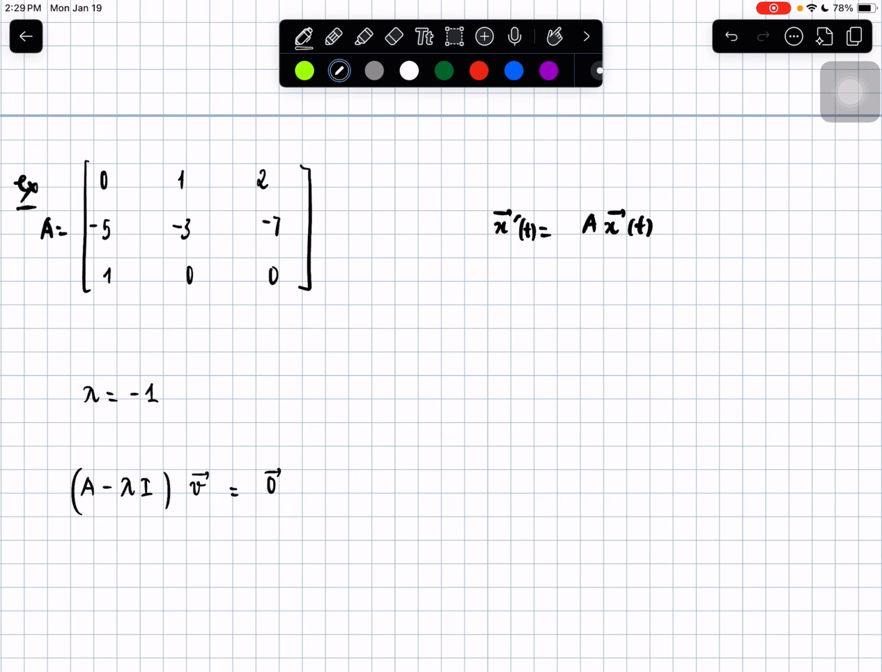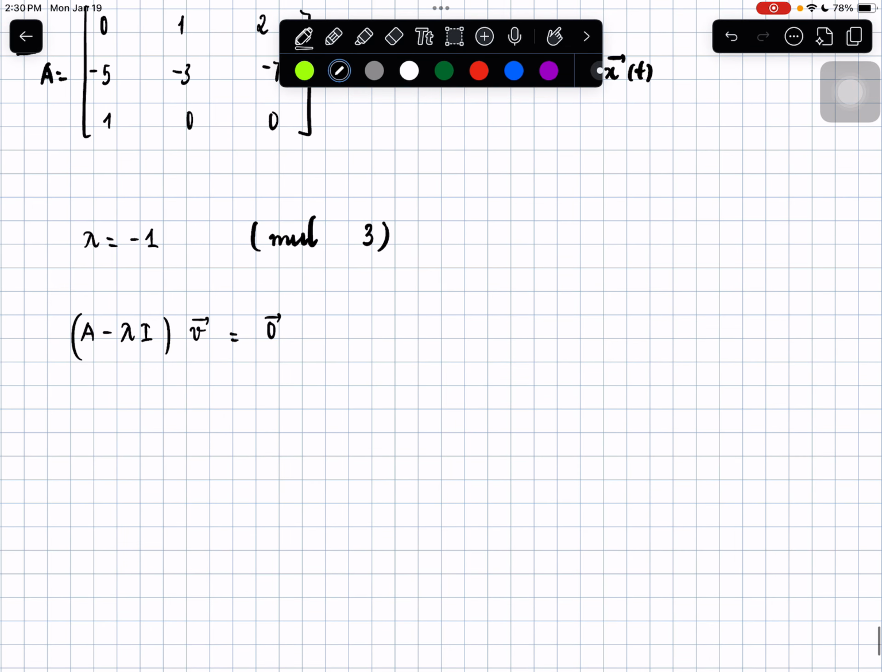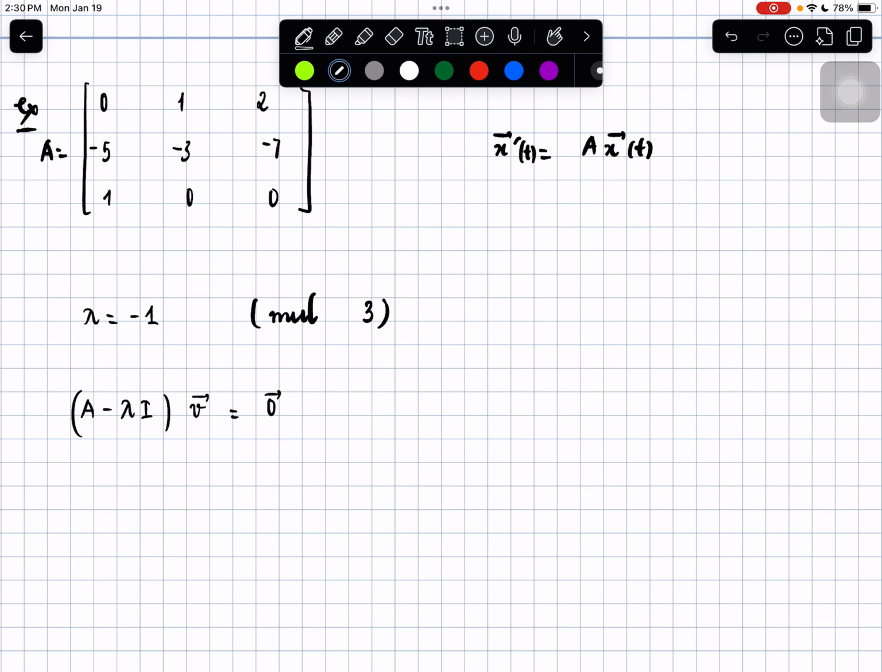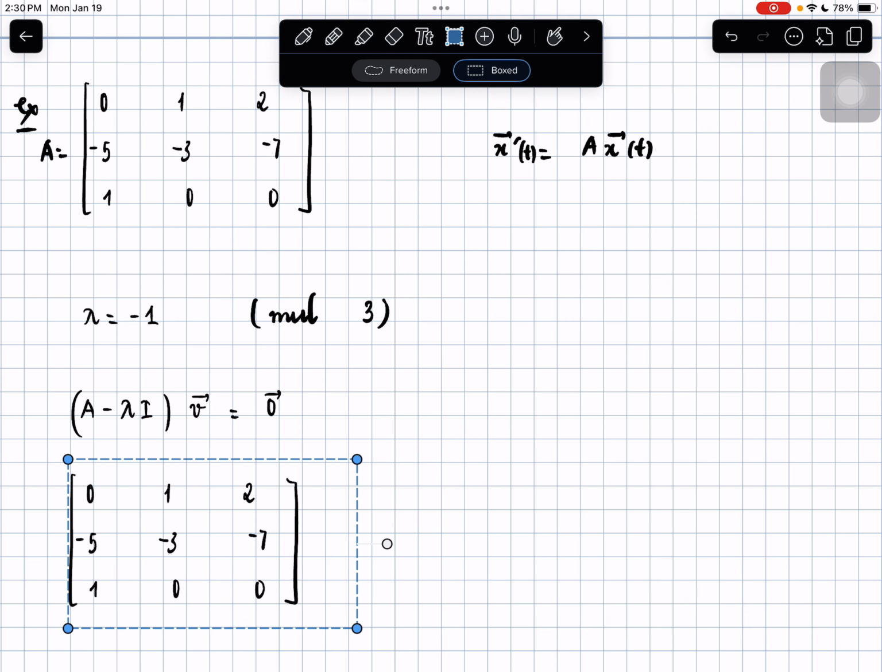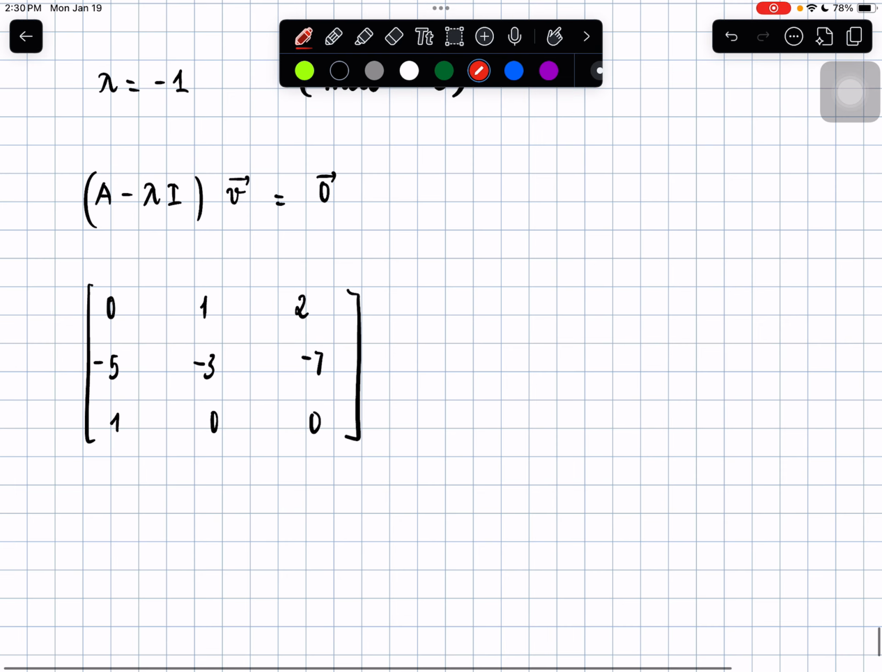First, we find the eigenvalues of A. We have lambda equal to -1, multiplicity 3. And now we find the eigenvectors for lambda: (A minus lambda I) times v equal to 0. A minus lambda I, minus lambda, so plus 1.